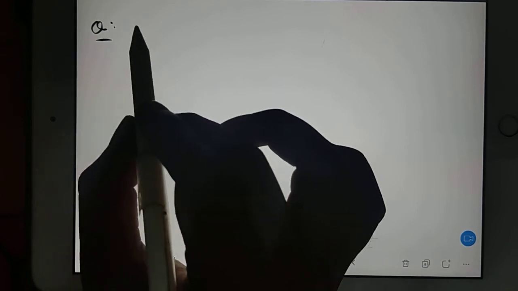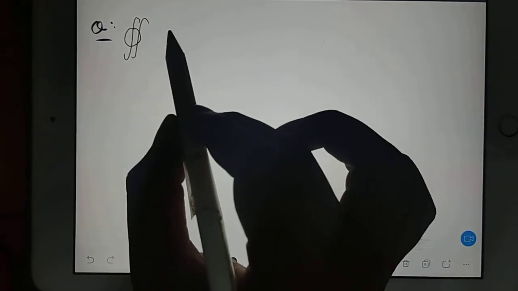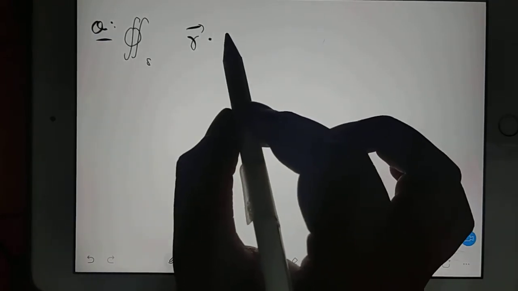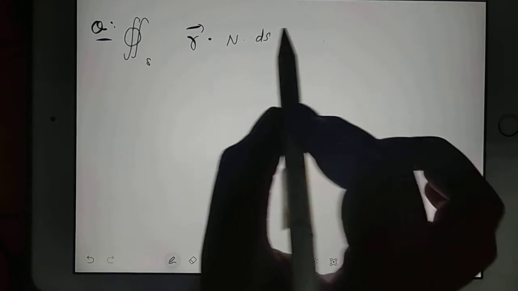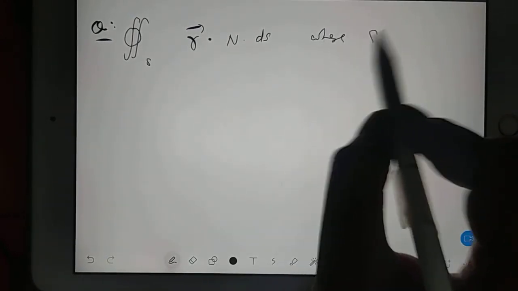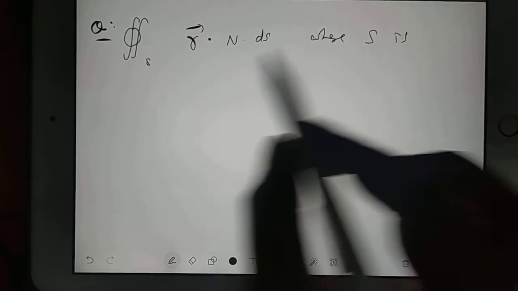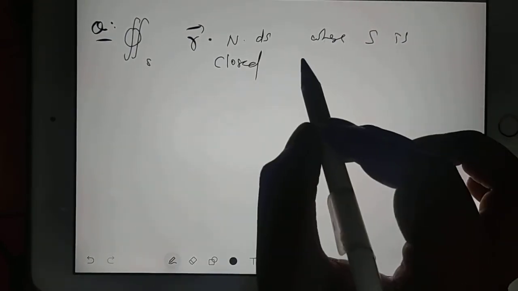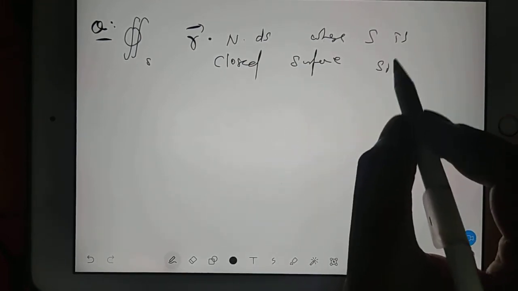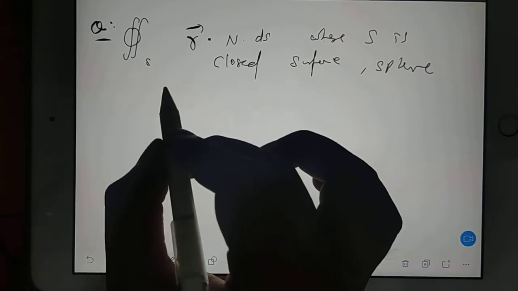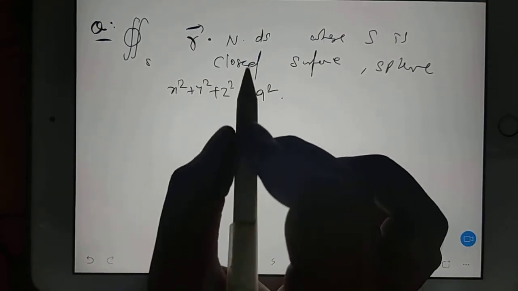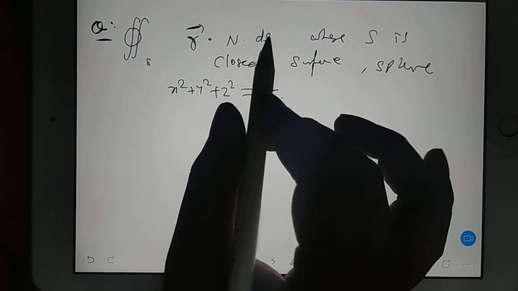Okay, suppose you have one more question we will do. Surface integration of r cap, r vector r and then n dot ds. Suppose this is the symbol for surface integration where s is a closed surface and sphere is given as x square plus y square plus z square is equal to a square, and we have to find out the integration.